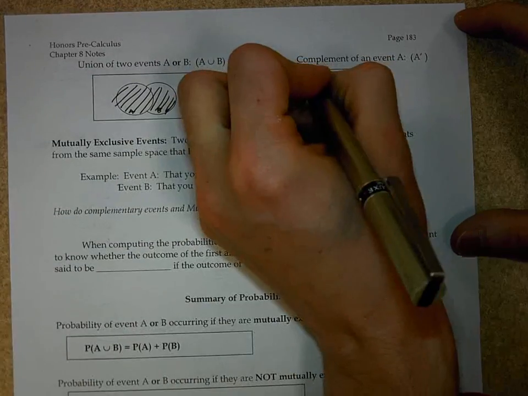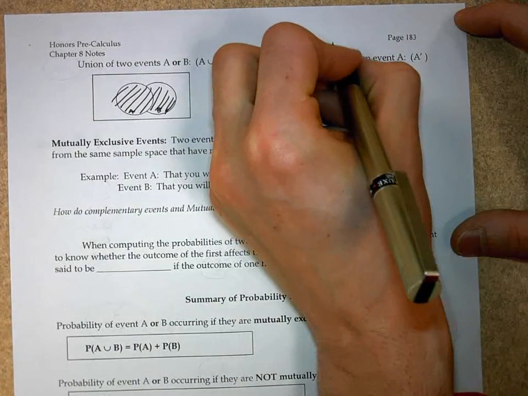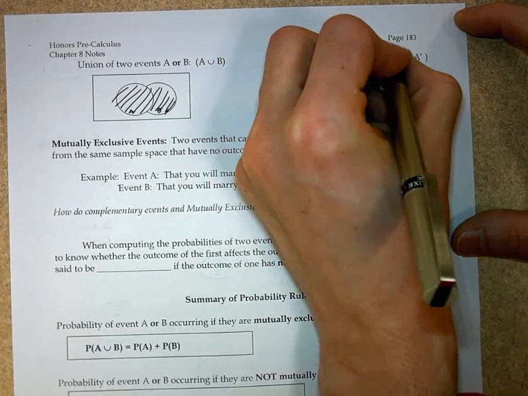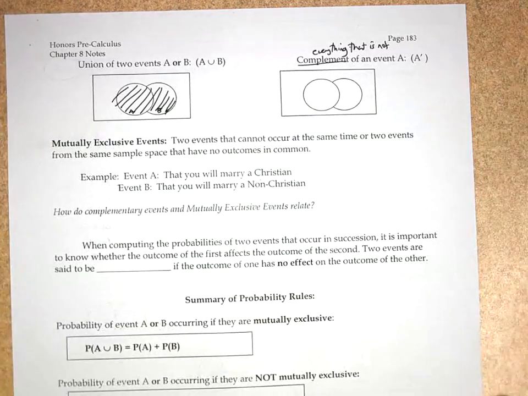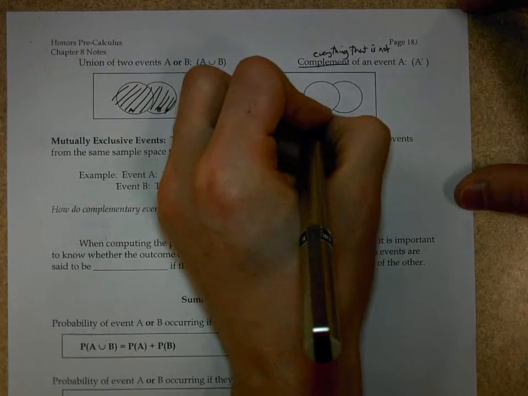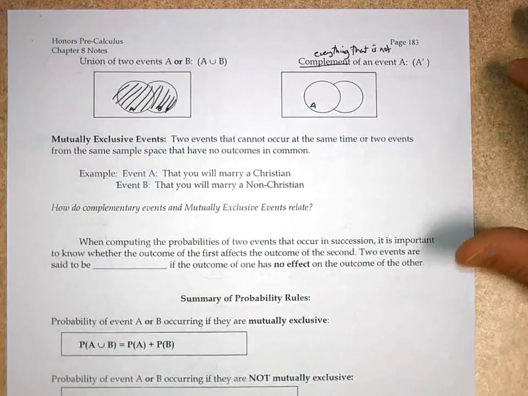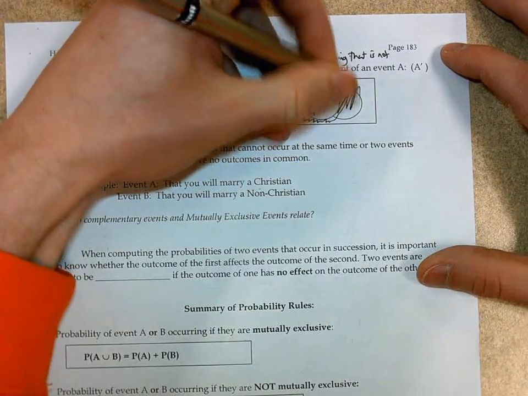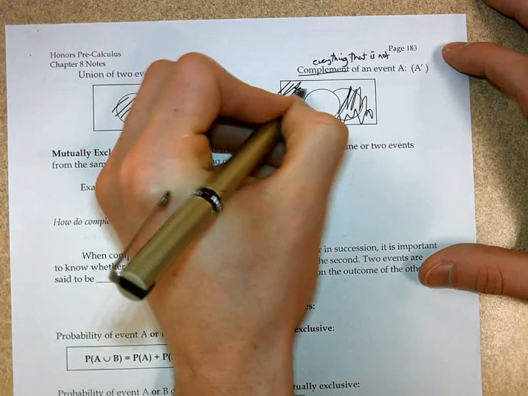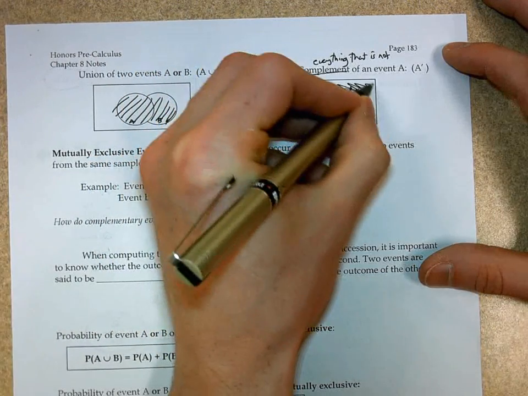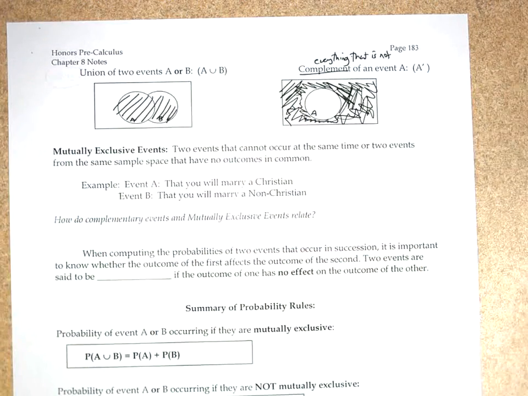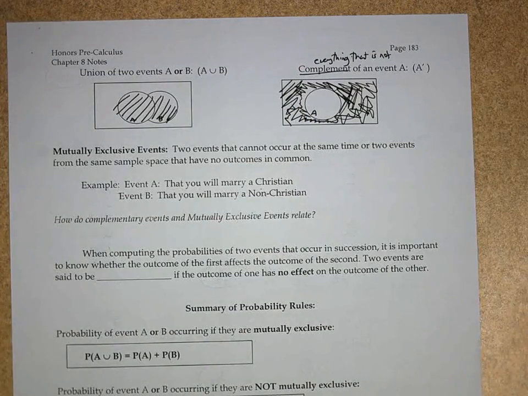And then finally, the complement is everything that is not A. So everything that is not A, well, there's A. Everything that's not A is everything outside of this. So everything out here that is outside of A is considered to be the complement.